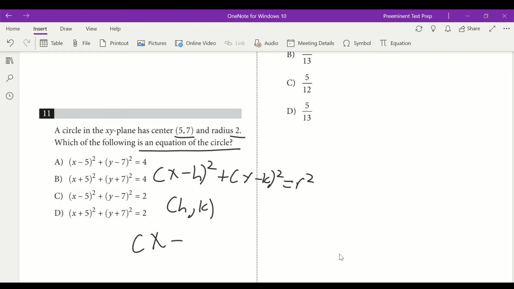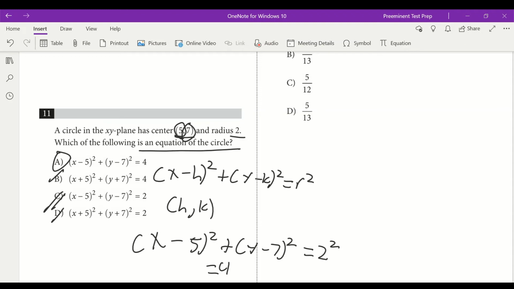So I have x minus 5 squared plus y minus 7 squared equals my radius squared. My radius is 2, so it'll equal 2 squared. I know 2 squared is 4, so I know it's going to equal 4, so I can go ahead and get rid of C and D. And then I know I have x minus 5, not x plus 5, so I know my answer will be A.